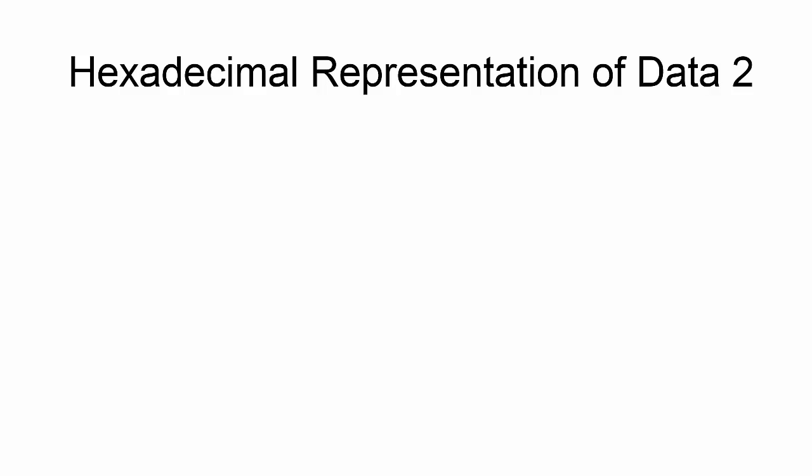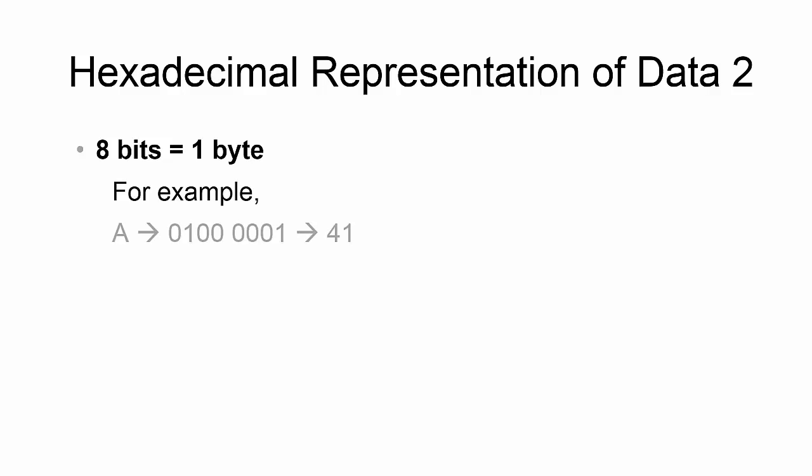In an encoding system called ASCII, a letter is represented by 8 bits or 8 binary numbers. 8 bits are equivalent to 1 byte. So 8 bits are the same as 1 byte. For example, A was represented by 8 binary numbers 0100 0001, and then it was transformed into 41.